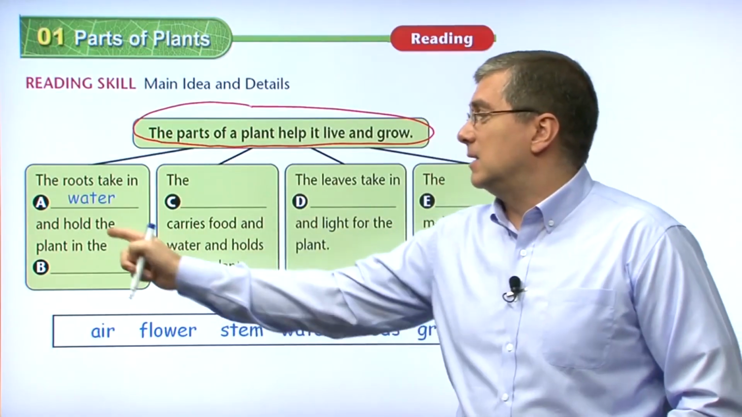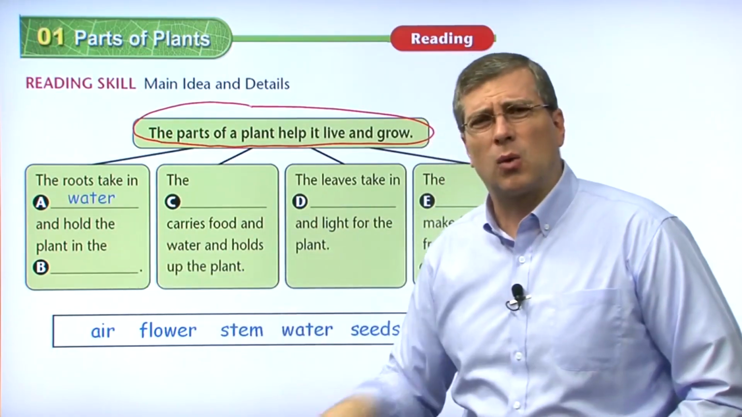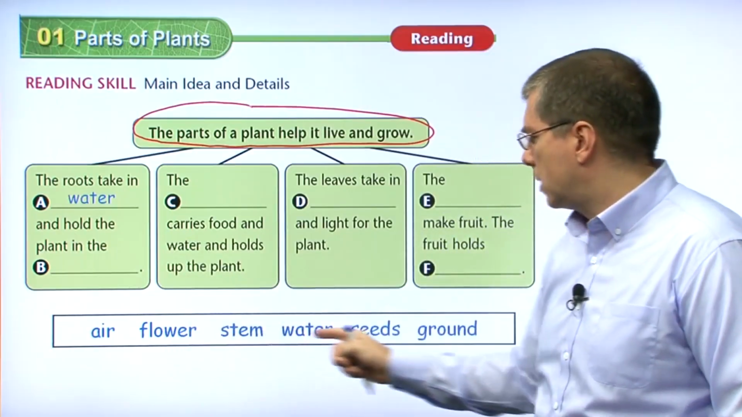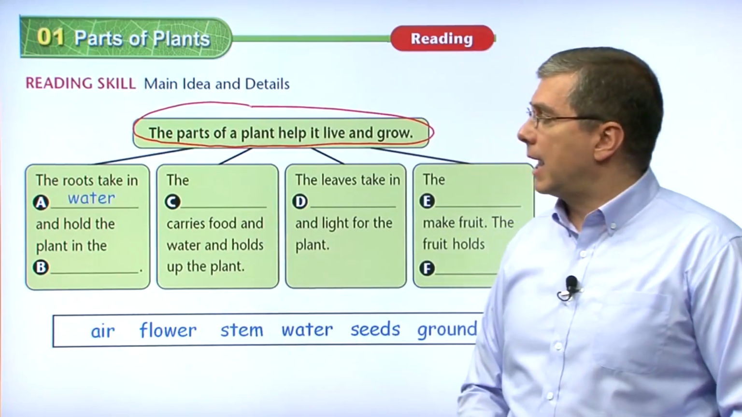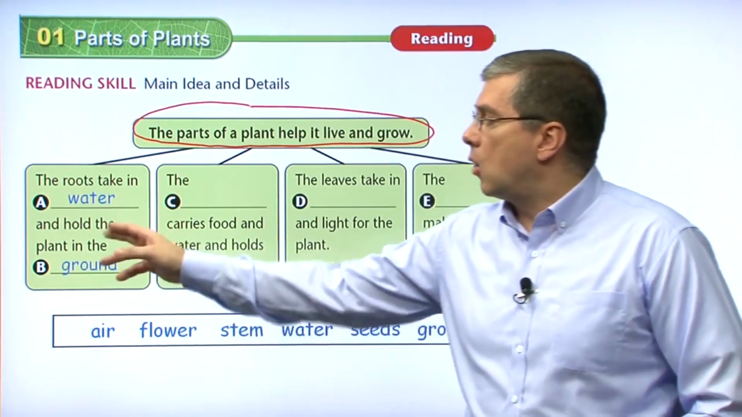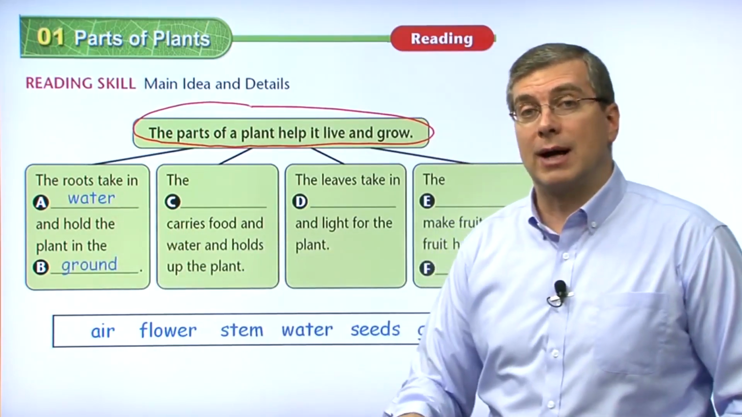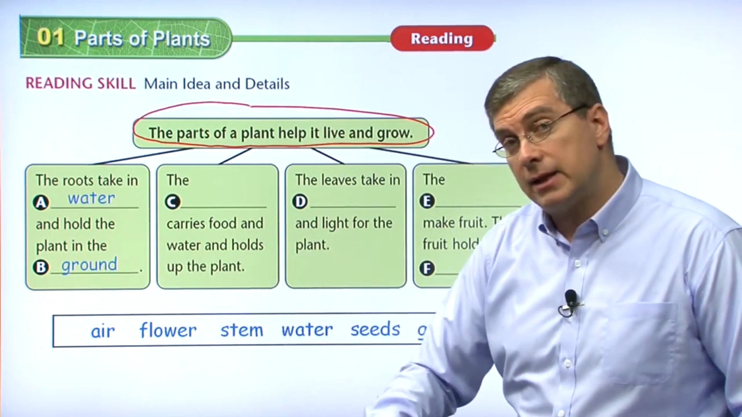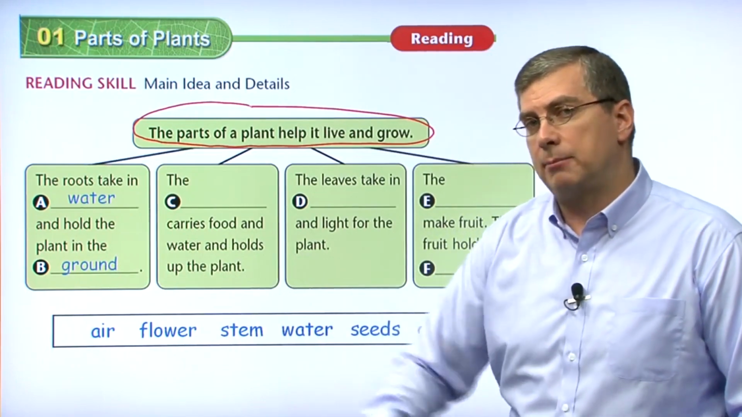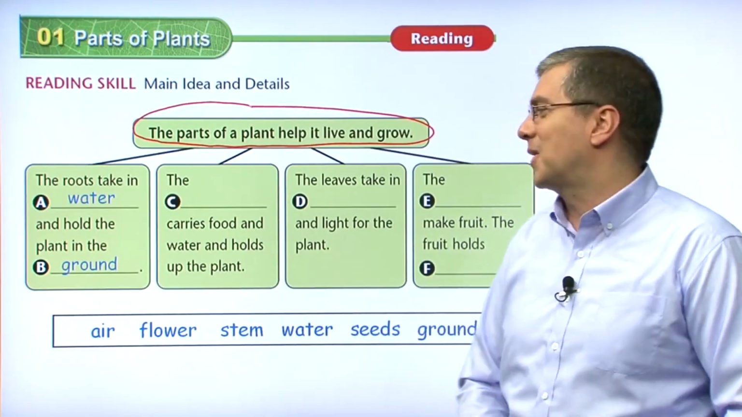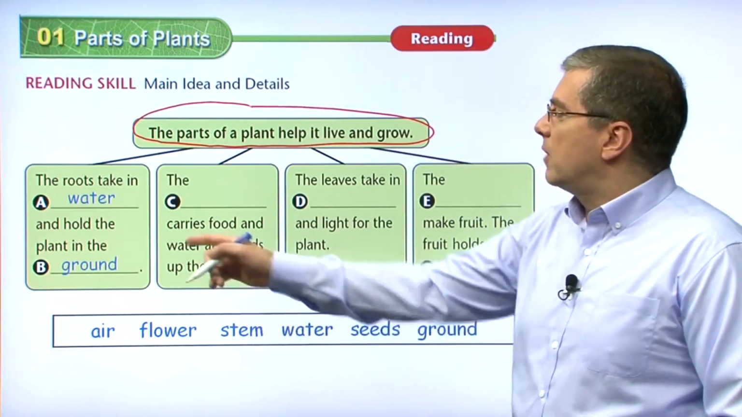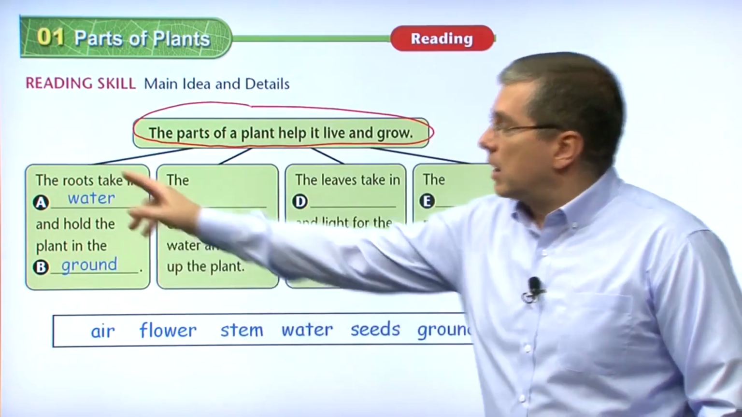The second thing they do, they hold the plant where? Where do they hold the plant? Which one of these words would fit into this blank? Well, if you look at it, you will see they hold the plant in the ground, right? The plant is in the ground, and the roots are holding that plant firmly in the ground so that it does not fall over, okay? Okay, so let's move on to the next detail. We've talked about the roots.